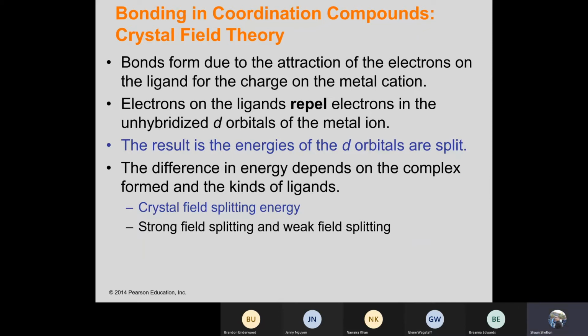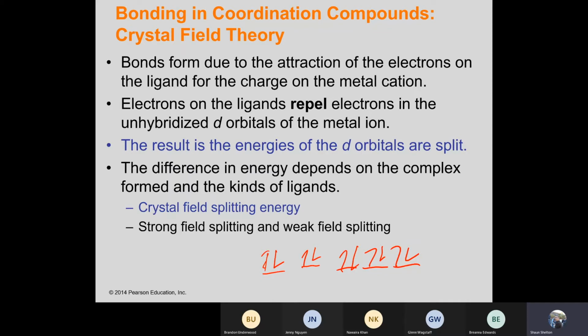So the ligand repels electrons in the unhybridized d orbitals of the metal ion. When we're talking about unhybridized, we're talking about the fact that you have the 5 energy levels, so the 5 orbitals here. Keep in mind that you can have 2 electrons per orbital. I don't know if you guys remember Hund's rule, but that's what I'm applying here. You fill 1 electron in each orbital before you double up, as you see here. So there's a total of 10 electrons in the d shell.